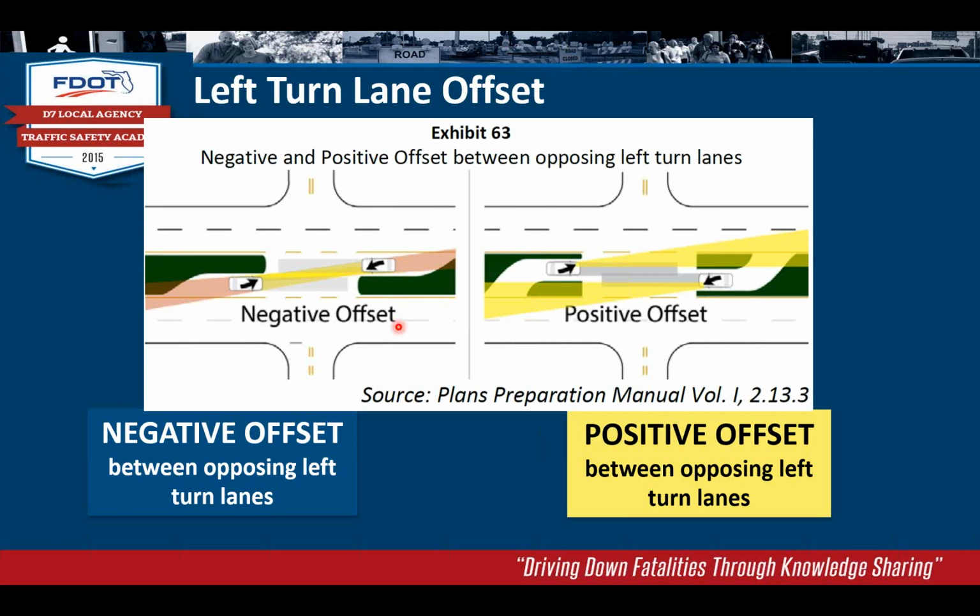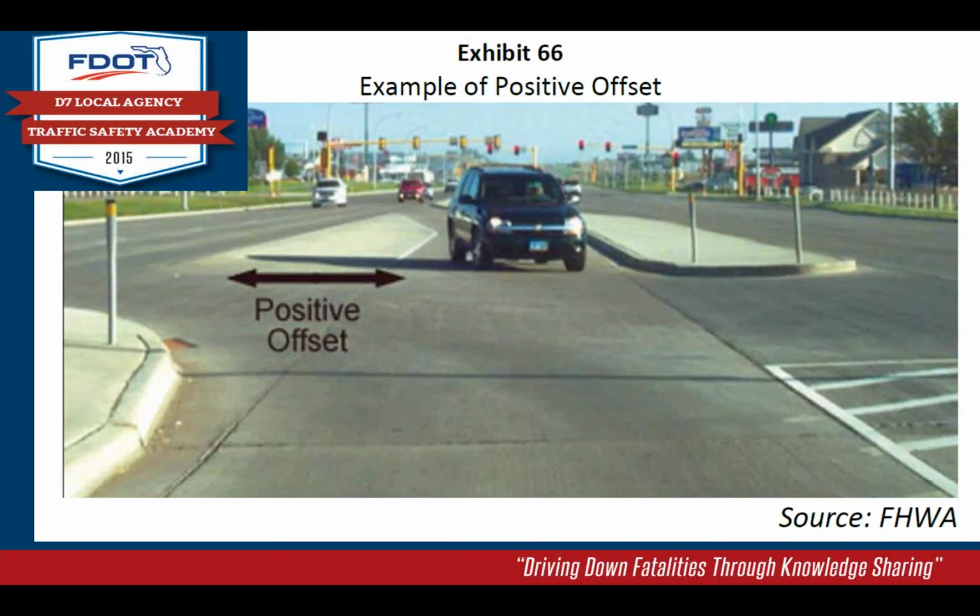So you just need to be aware of that, and actually if it's not signalized, you should really try to build a positive offset, or if it is signalized and you have a negative offset, you need to work on the signal timing of left turns to try to minimize the problems with the negative offset. This is another view of it. This is a positive offset, but you can see it requires more of that precious substance we call right-of-way, which does get in the way of doing things.